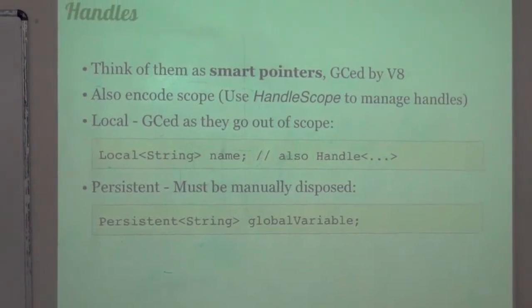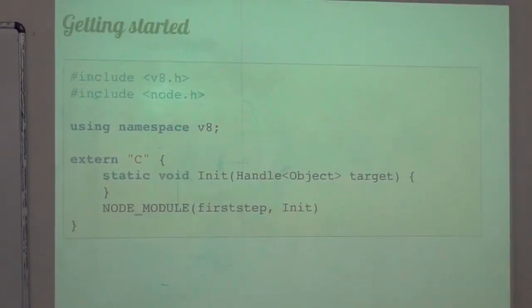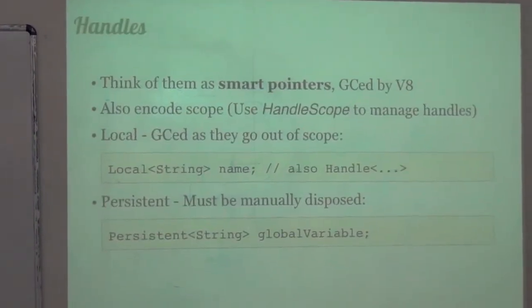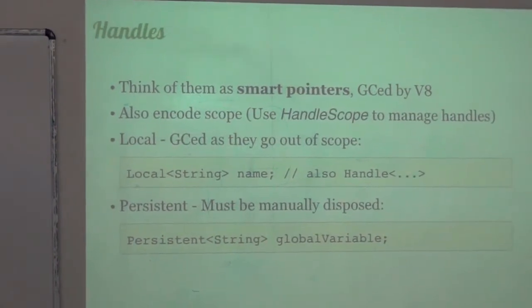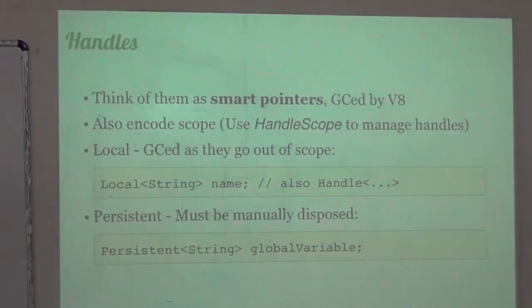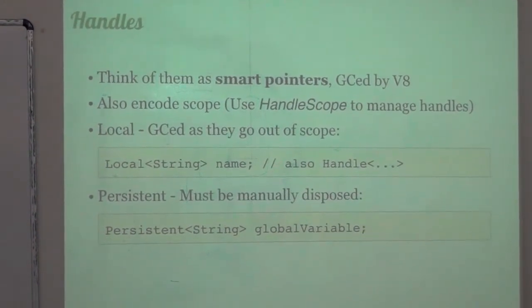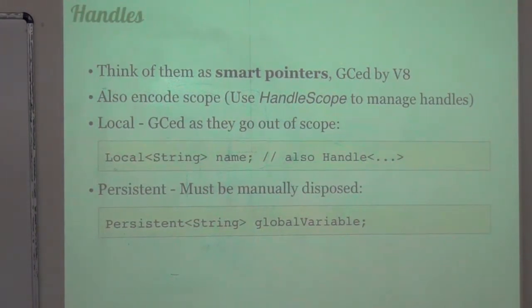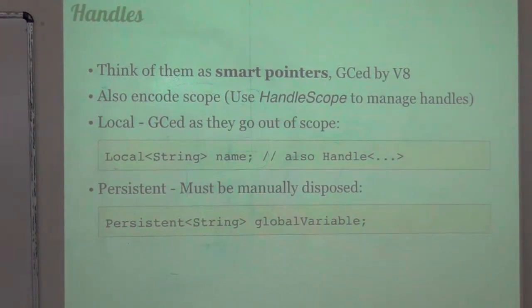Okay, so now let's go back to the code. You see this handle object target, okay? So what V8 does is, since it has to do garbage collection by itself, it's going to pass everything through this handle wrapper. You can think of handle as a smart pointer, which keeps track of how many references there are to V8 objects and so on. And the wrappers, in a sense, also encode the scope of that variable itself. So as long as any V8 object has at least one handle referring to it, the garbage collector knows that I'm not supposed to delete this, and it will keep it in memory.